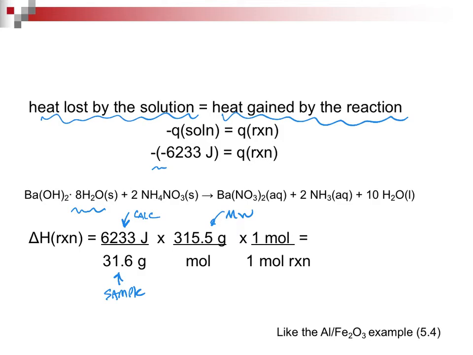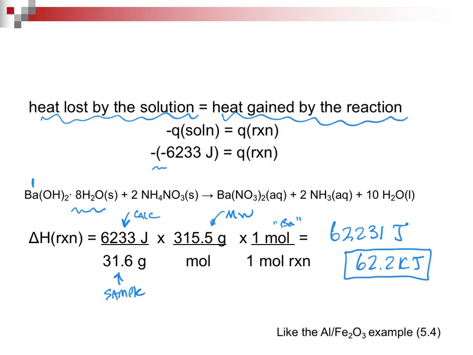The reason that I put the reaction back up is because there is a number 1 in front of the barium hydroxide octahydrate, okay? So 1 mole of the barium species for every mole of reaction. And if I look at what number I'm going to get when I do all the work, I'm going to get 62,231 joules, which is equal to 62.2 kilojoules for this reaction. It's a very, very exothermic reaction. And the heat that's lost by the solution is the heat that is gained by the reaction.